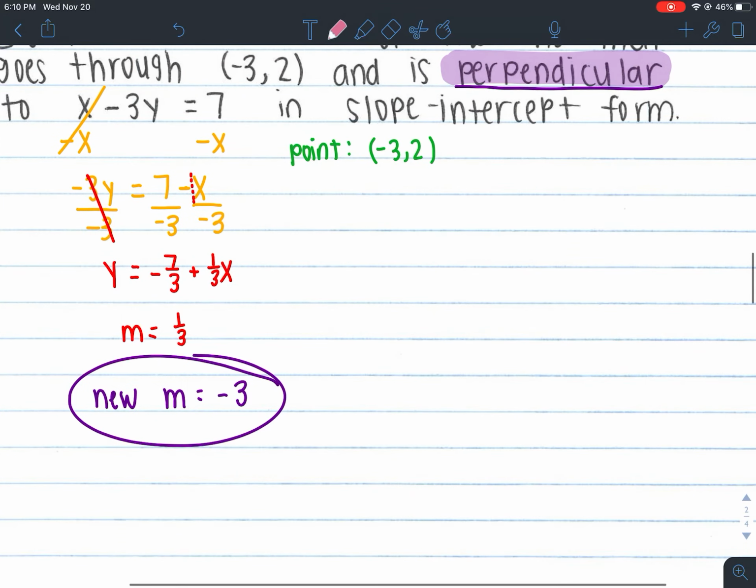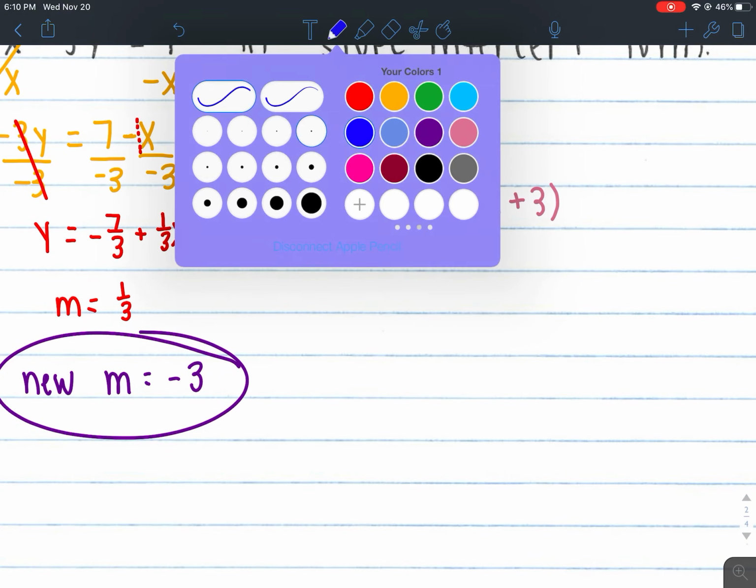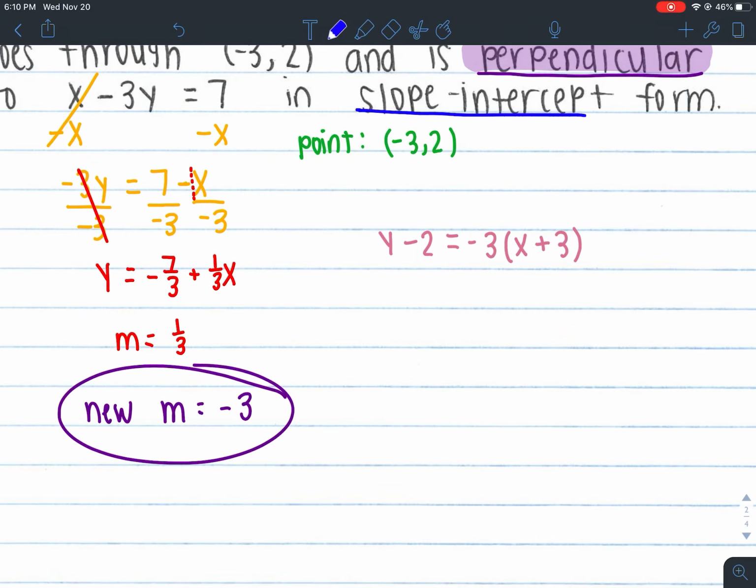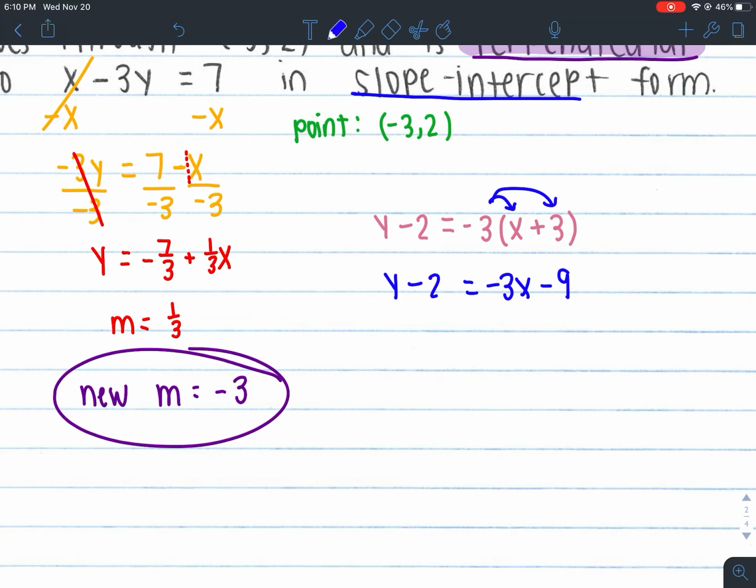So then I'm going to start in point-slope form. Y minus 2 equals negative 3 times (x plus 3). Okay, so I'm using the point and I'm using the slope. Now what form do I want this in? Slope-intercept form. So the first thing I'm going to do is distribute. Negative 3 times x is negative 3x. Negative 3 times 3 is negative 9. And then the next step is I'm going to add 2 to both sides. Y equals negative 3x minus 7.